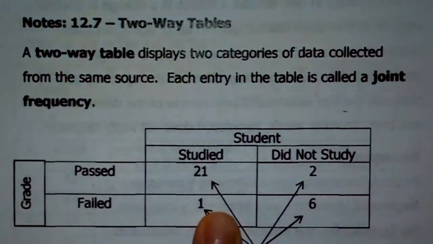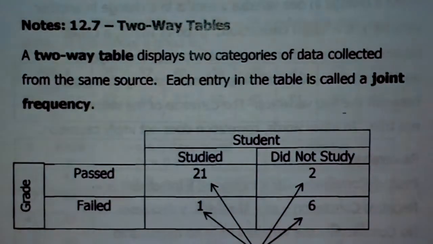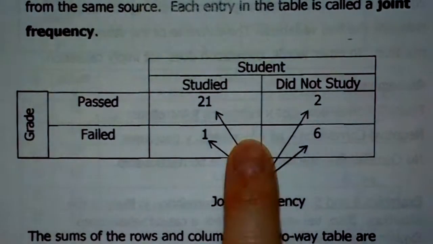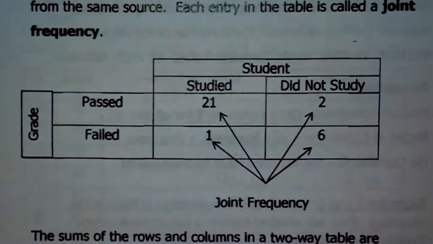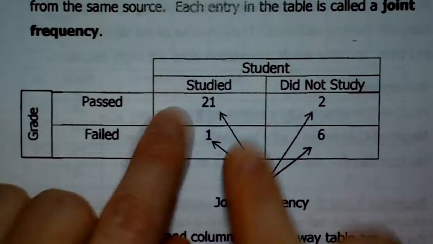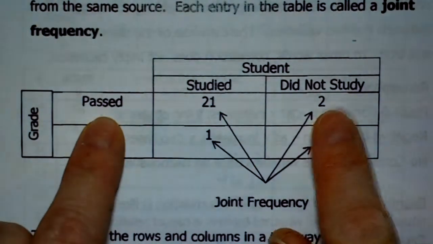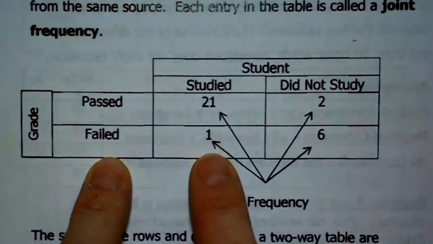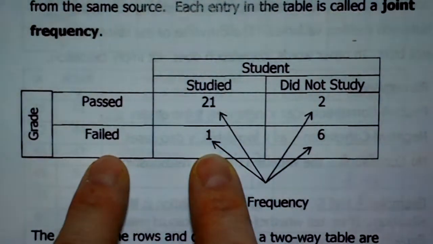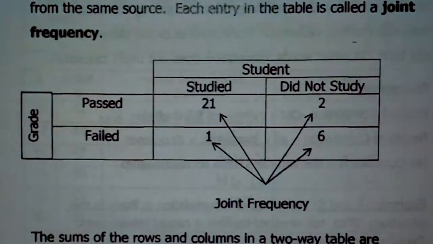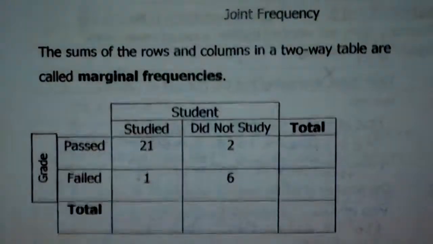So right here, here's a table. We have students, and we're looking at two things. We're asking the student, did you pass the test, and did you study? So all of these values in here are called joint frequencies. So the values in the table, each entry. So this would mean that 21 students studied and passed, 2 students did not study and pass. 1 student that studied failed, 6 students that did not study failed.